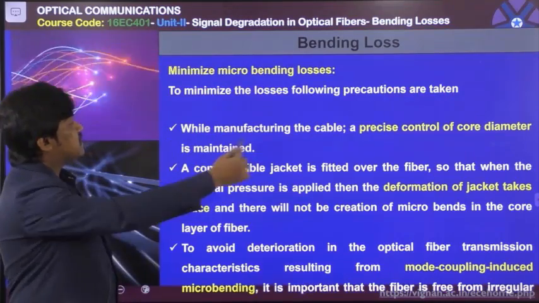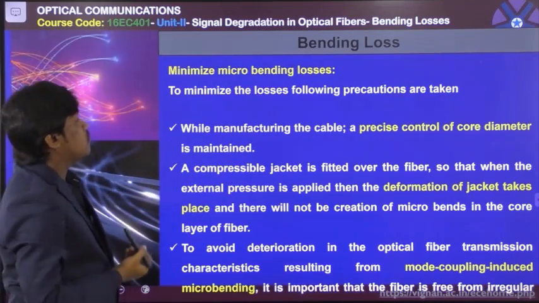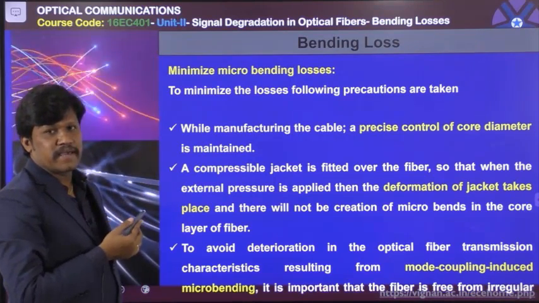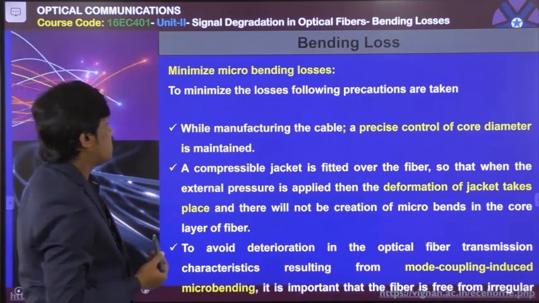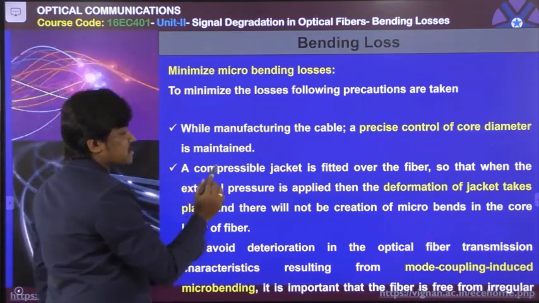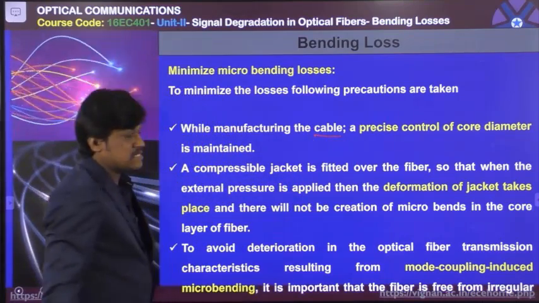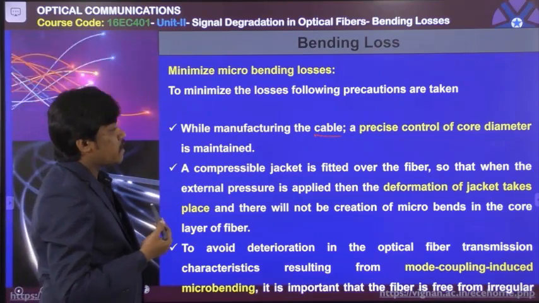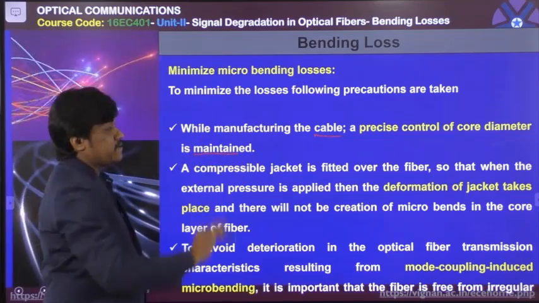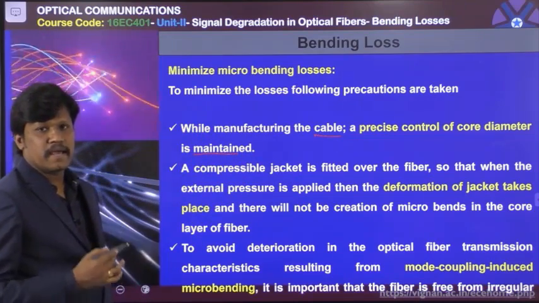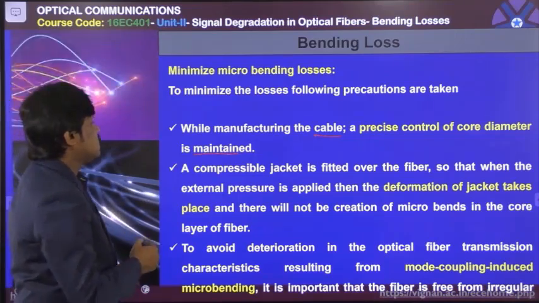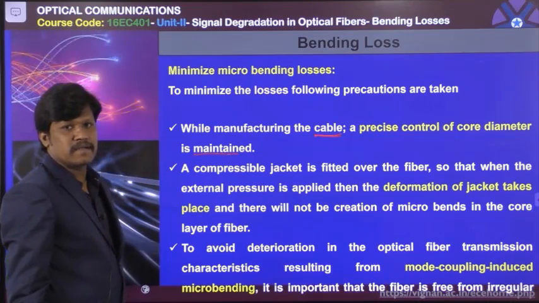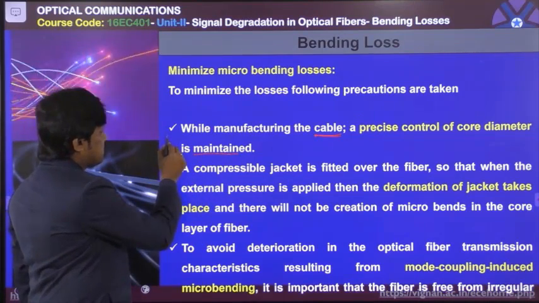Next one is minimizing micro bending losses. These are the precautions to be taken to minimize the micro bending losses. First one is, while manufacturing the optical fiber cable, precise control of core diameter should be maintained.